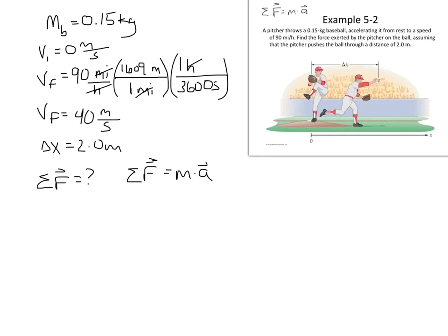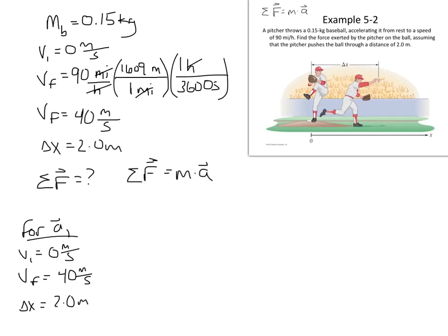We aren't given acceleration, but we are given things like initial velocity, final velocity, which we converted right here, and displacement. We have an equation that relates all three of those with acceleration. So let's solve for acceleration first. For acceleration, initial velocity equals 0 meters per second. Our final velocity is, after conversion, 40 meters per second. And our displacement equals 2.0 meters. Acceleration is what we want to find.